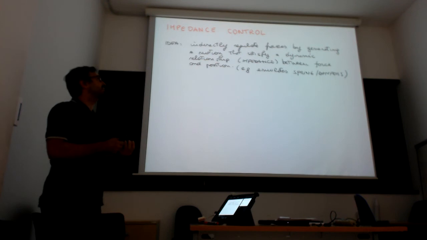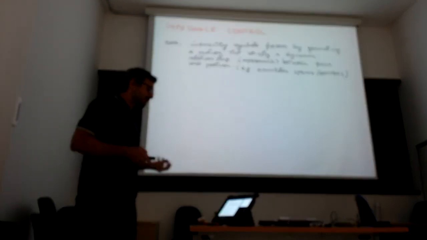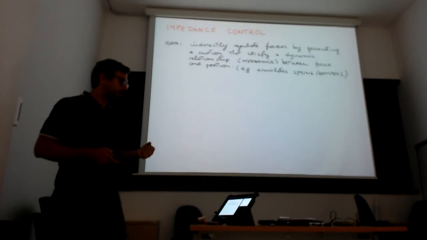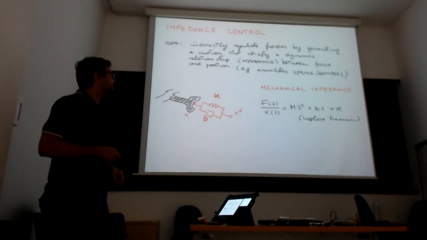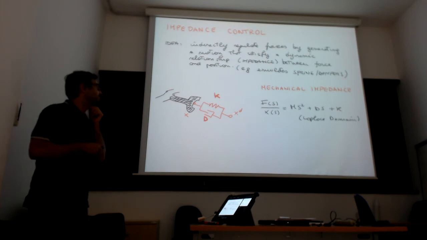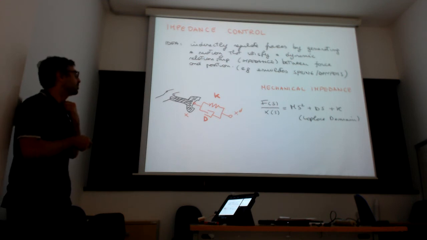Instead, the idea of impedance control is to indirectly regulate the forces at the end effector by generating a motion at the end effector that satisfies a dynamic relationship between the force and position. That is impedance, actually. We try to move the end effector in accordance with the contact force, such that the end effector emulates a spring damper. The mechanical impedance is something like this: you have an inertial behavior, a damping behavior, and a stiffness behavior. Let's say this is your desired trajectory for the end effector, this is the position, and you get an external force, and the position will move in a springy damping fashion, also showing some inertia.